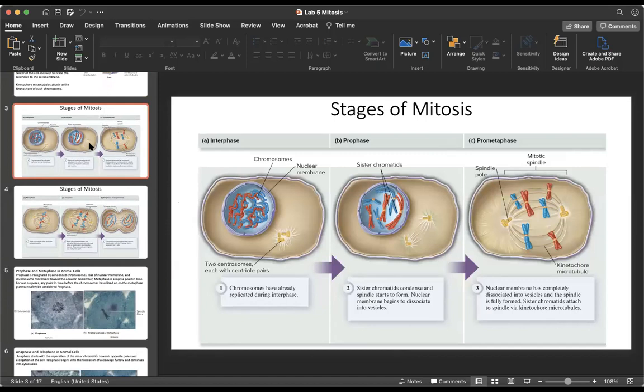So again, stages of mitosis: anything before the cells are lined up on the equator, we will call that prophase. So like you see here, prometaphase, we'll just call that late prophase.